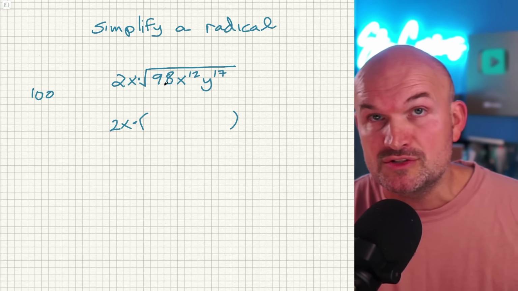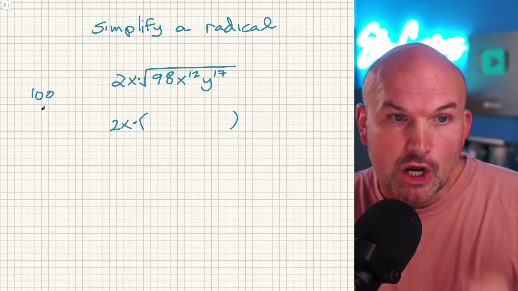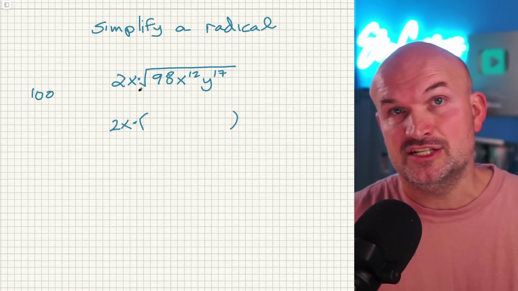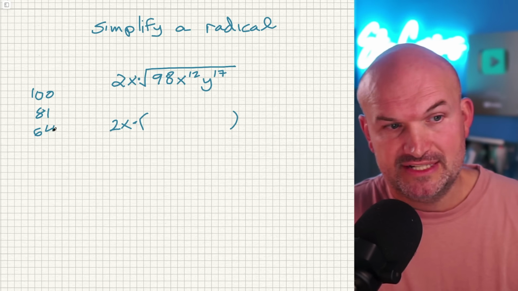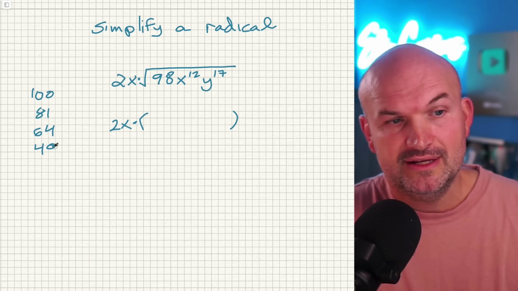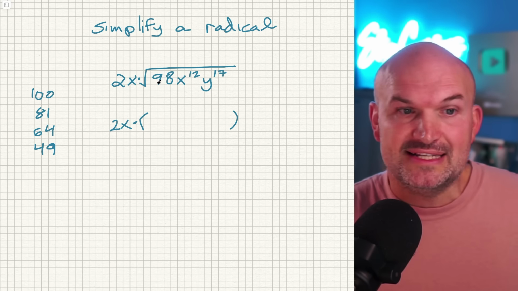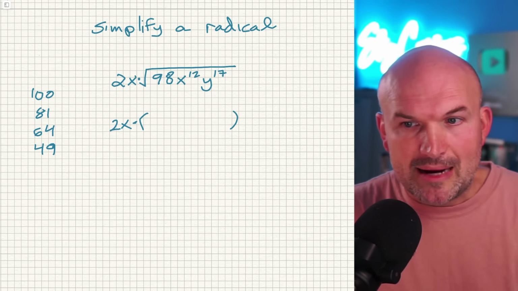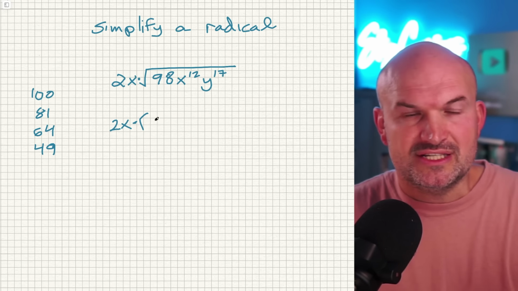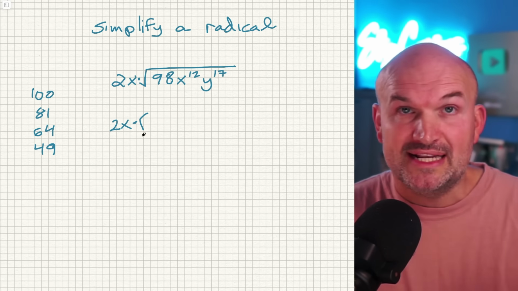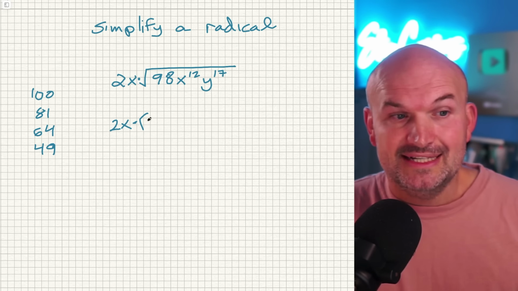The largest one closest to 98 would be 100. What I'm trying to do is identify the largest square number that evenly divides into 98. So I have 100, I have 81, I have 64, and I have 49. Now, immediately once I write down 49, I realize, hey, 49 evenly divides into 98. I'm going to break this down a little slower than I would if I was doing this in my head, just so you can see how I'm doing everything. So I can rewrite 98 as 49 times 2.